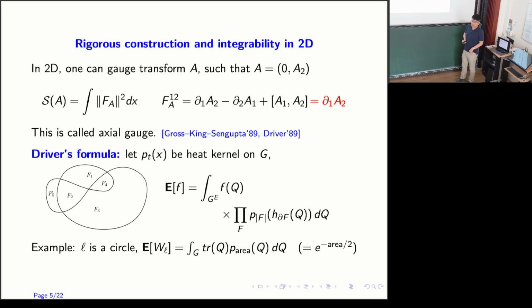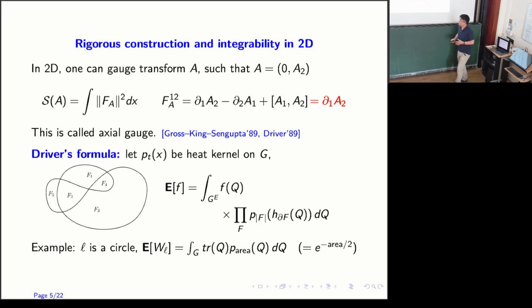If the dimension is higher than 2, this is not true, because you can only make the first component 0, then you have A2, A3, so you still have nonlinear terms like the bracket of A2, A3. So such a gauge is called axial gauge. Now, under this gauge, you have a Gaussian measure essentially. Then you can compute many things. So this is why 2D Yang-Mills theory is an integrable model, a solvable model.